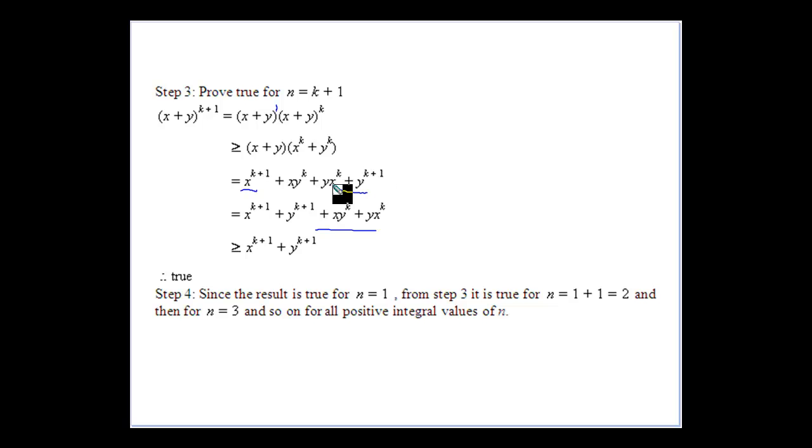Let's rearrange it. So there's what we wanted to prove, but we got this extra part added on, so we know all this would be greater than x^(k+1) + y^(k+1), which was what we started off with, is greater than what we finished with. So that's proved.